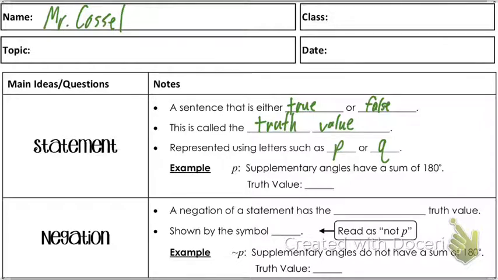So an example, you could have statement P: supplementary angles have a sum of 180 degrees. What's the truth value of statement P? Do the supplementary angles have a sum of 180 degrees? Yes, so the truth value is true. If it wasn't true, it would be false.